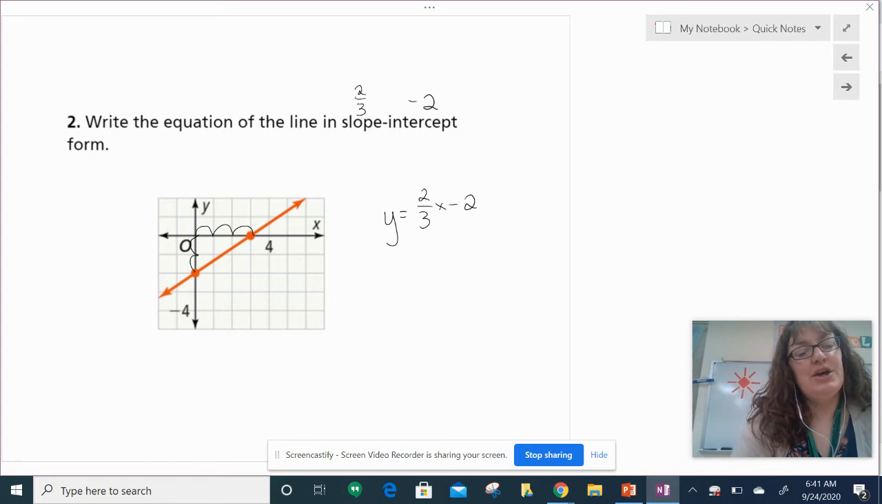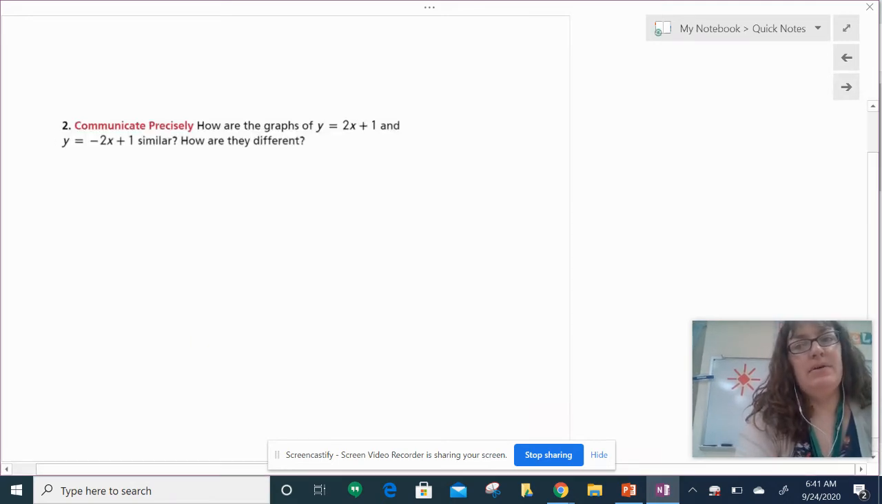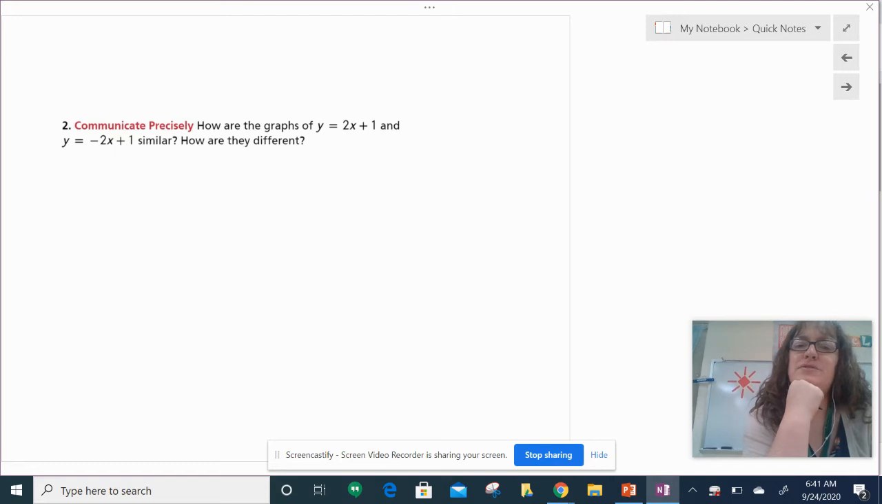So I hope that's a good review of how to graph when an equation is given in slope-intercept form, and how to write an equation in slope-intercept form when you're given a graph. Now let's look at a couple other things that we might be given. Look at this question and just consider, how would the graphs of y equals 2x plus 1 and y equals negative 2x plus 1 be similar? And how would they be different?